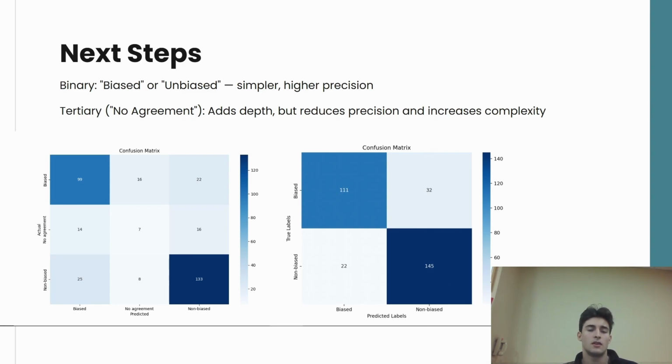And now we have to debate whether we want it to be binary or tertiary, because we can include the no agreement, and that would be also something to consider. It adds depth, but it reduces precision and it increases complexity. Also, the F1 scores are going to be lower, and the accuracy scores are going to be lower because of this. It's something we still have to consider to see if we can implement it, because maybe not all of the models can use the no agreement.